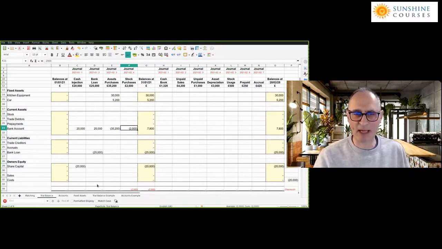We credited bank because it was the opposite of a debit. It's that we reduce the bank balance. So we have to debit something, and what we debit is stock.